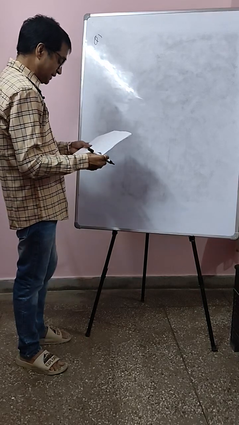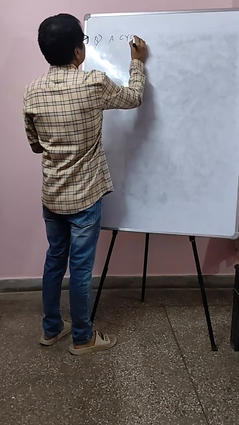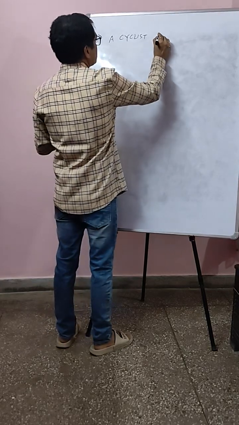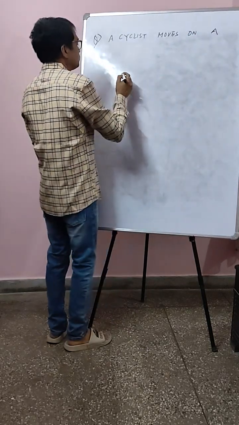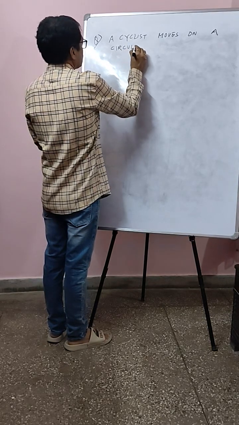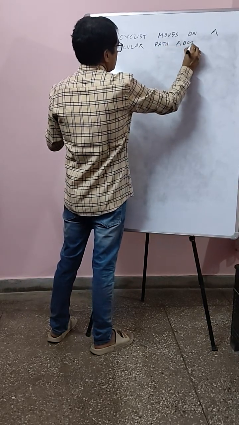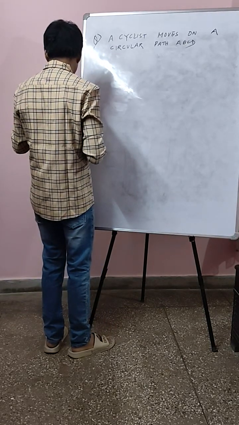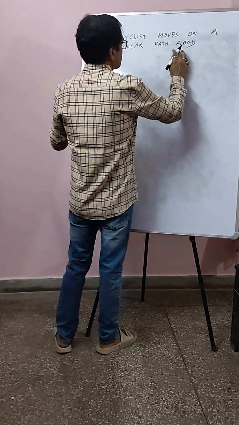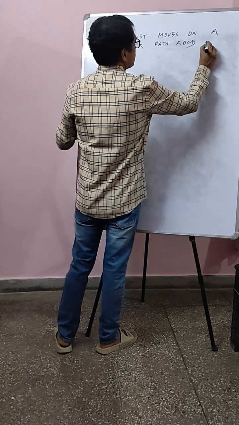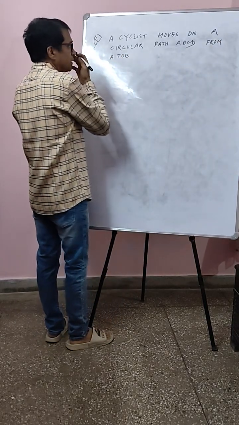Okay, next question. A cyclist moves on a circular path A, B, C, D from A to B.